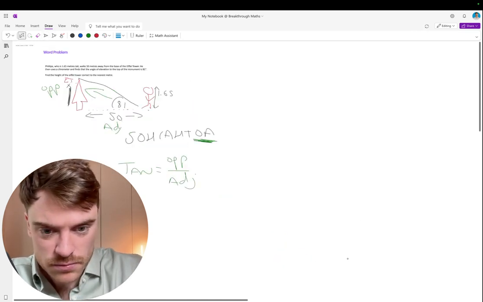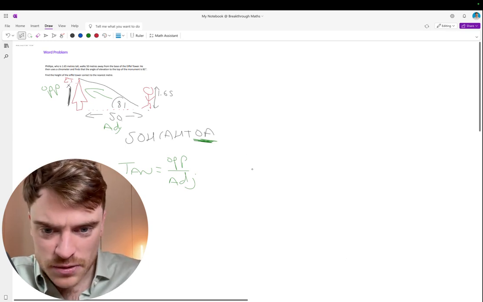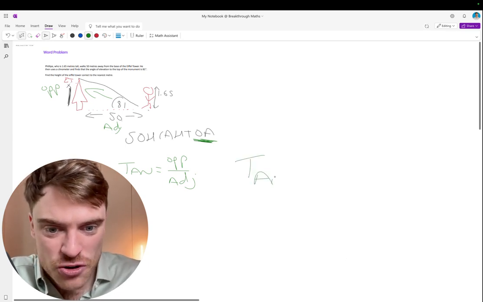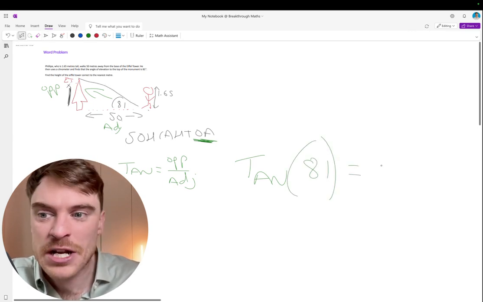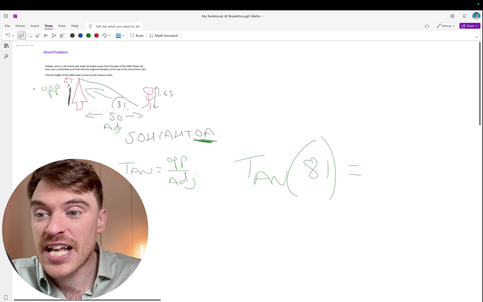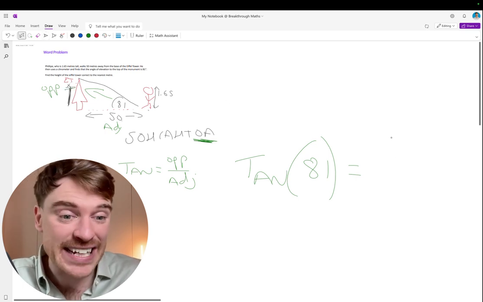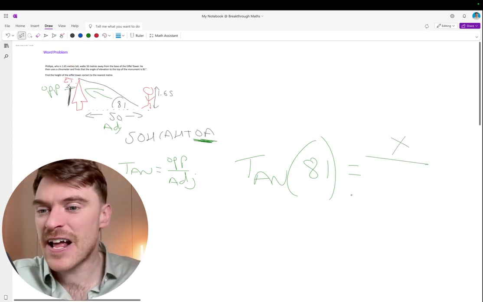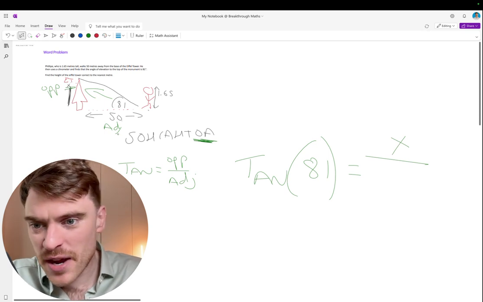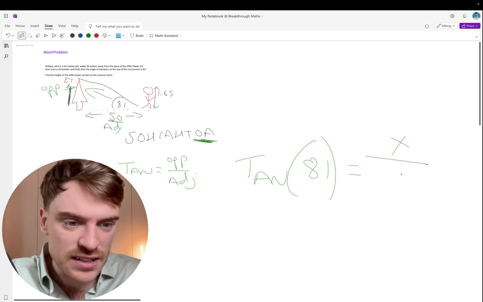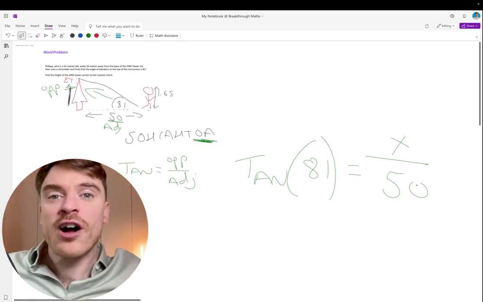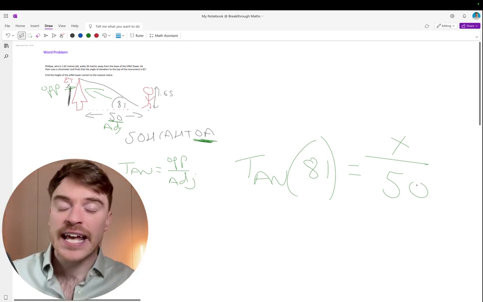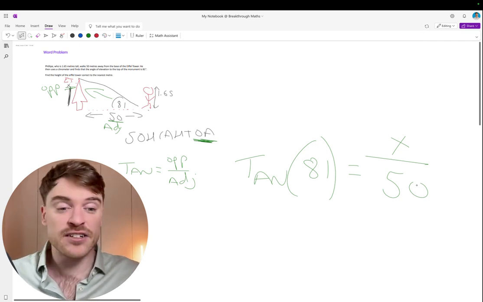So, tan of the angle, this is the crucial part, tan 81, because you know the size of the angle. Tan 81 is equal to the opposite. The opposite is just X, isn't that right? And then the last piece is, he went 50 meters away, so the adjacent is 50. And that's it. If you can get that far, you've won. That's how you get it. Get that far, and it's easy enough to finish it off then.